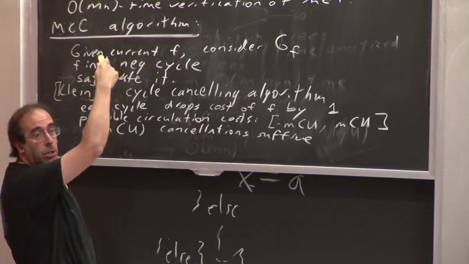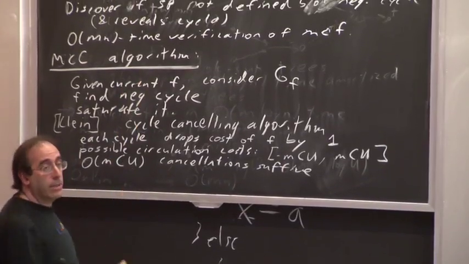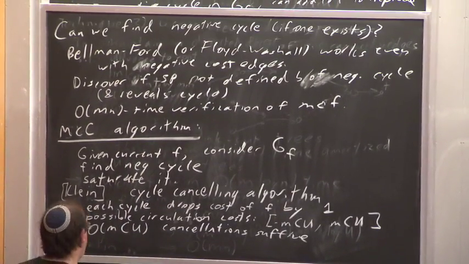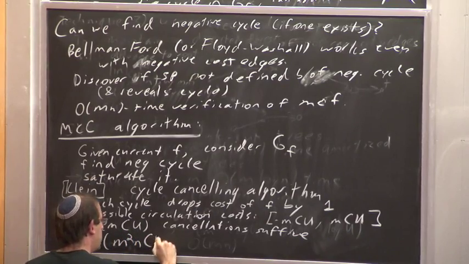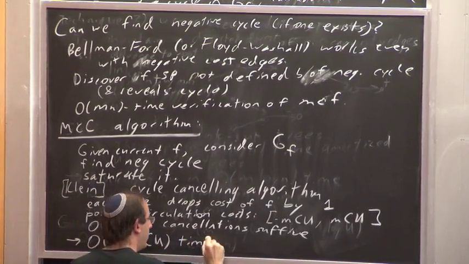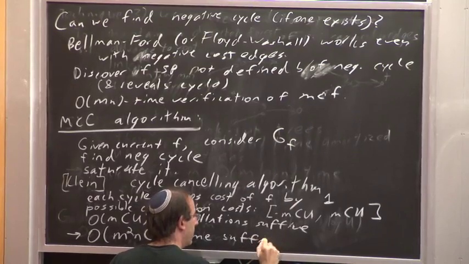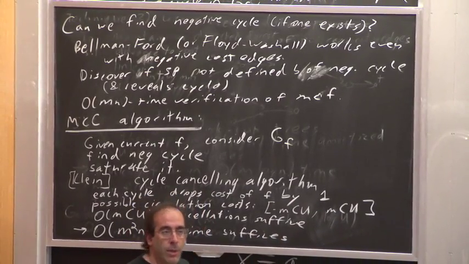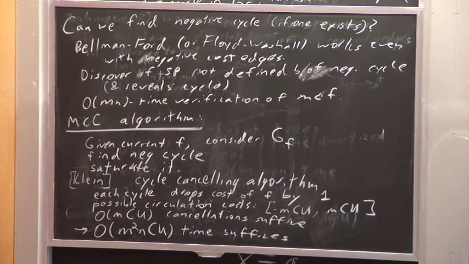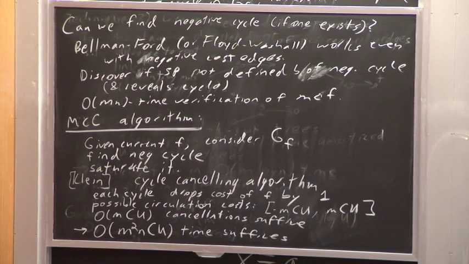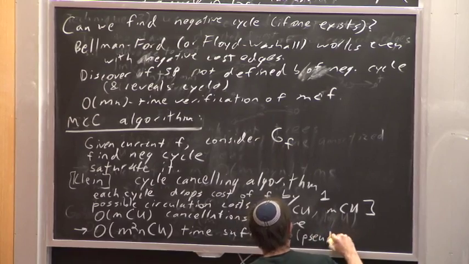And we argued above that we can find a cycle to cancel in order mn time. So order m squared n CU time suffices to find a min-cost circulation. So we now have an actual algorithm with a running time. But it's not a very appealing running time, right? So this is, of course, a pseudo-polynomial algorithm.